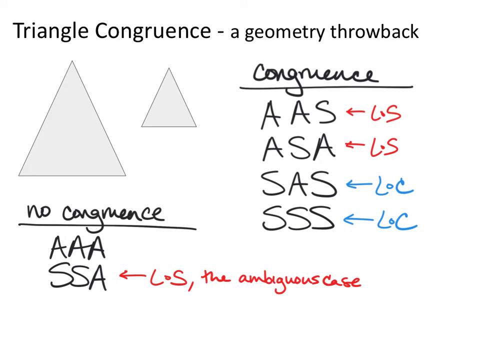So triangle congruence, if you think back to geometry, we learned about some angle and side configurations that taught us about congruence of triangles, or didn't give us enough information for congruence of triangles. Now this is important because for all of the congruence theorems, if we get that information, we can use either the law of sines or the law of cosines to solve the triangle.